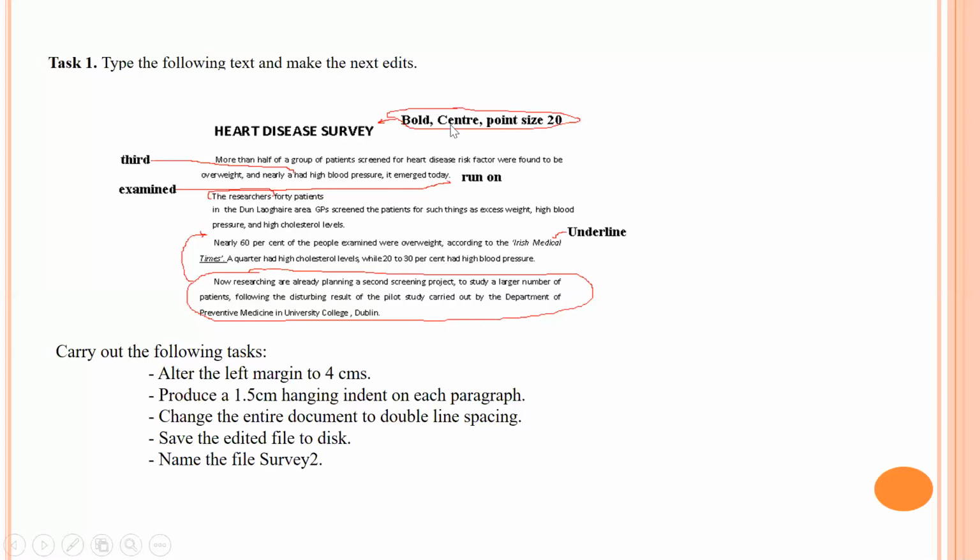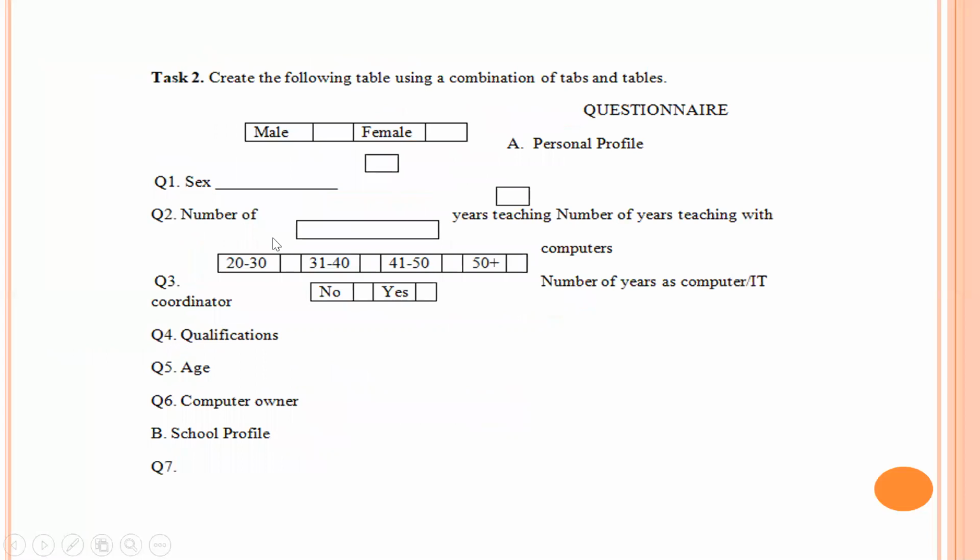At first, you must make the heading bold and centered, point size 20, and you must give the name of the text for this day's survey, and you must run your work. Task 2. Create the following table using a combination of tabs and tables. For example, you must take male and female. Here, the answer is personal profile.